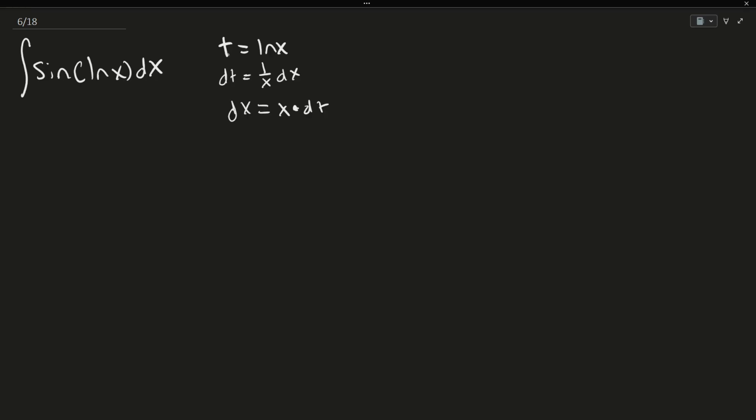If we go back to our substitution, if we raise both sides to the power of e, we have e to the power of t equals e to the power of natural log of x, or x. So coming back here, we see dx equals e to the power of t dt. Going back to our integral here, we can rewrite this as sine of t multiplied by dx, which is equal to e to the power of t dt. So now you should be able to recognize this is an integration by parts.